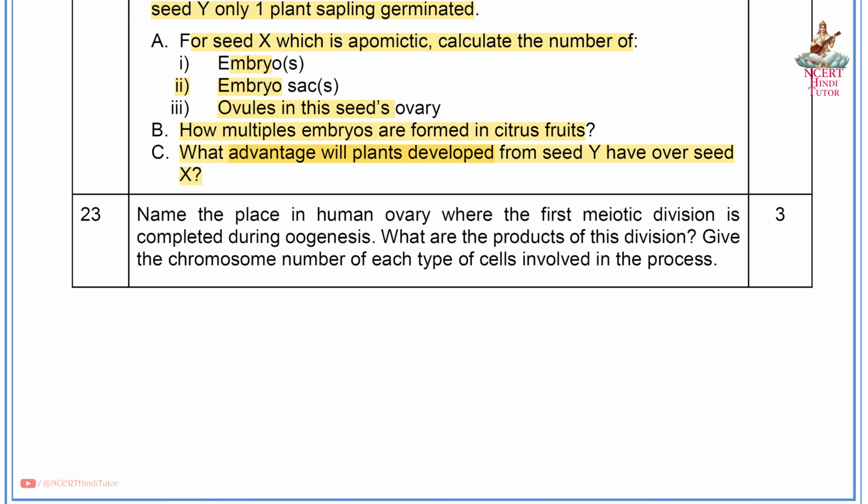Question 23. Name the place in human ovary where the first meiotic division is completed during oogenesis. What are the products of this division? Give the chromosome number of each type of cells involved in the process. Answer.